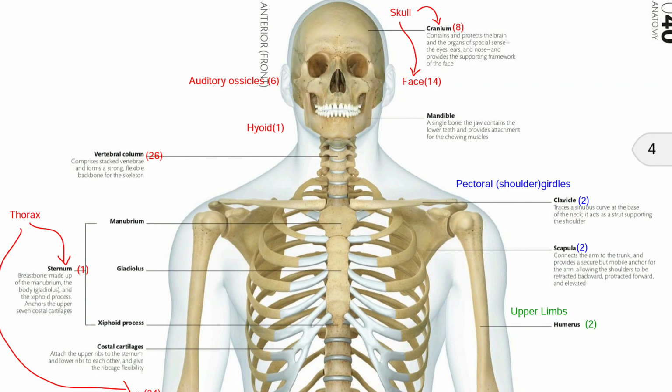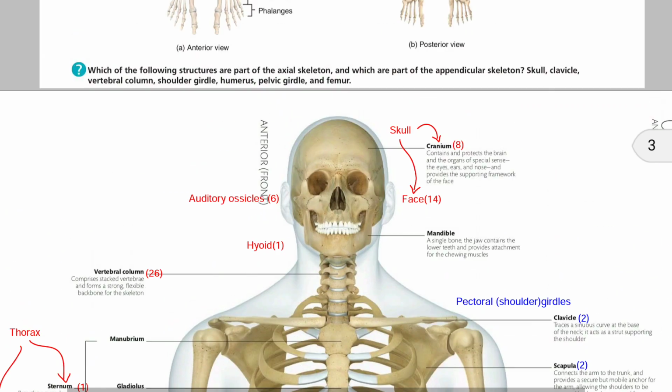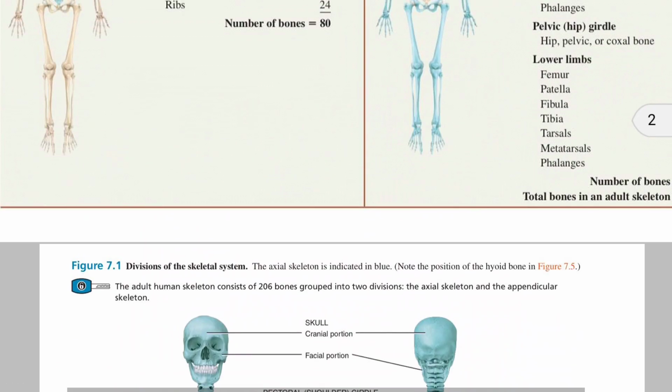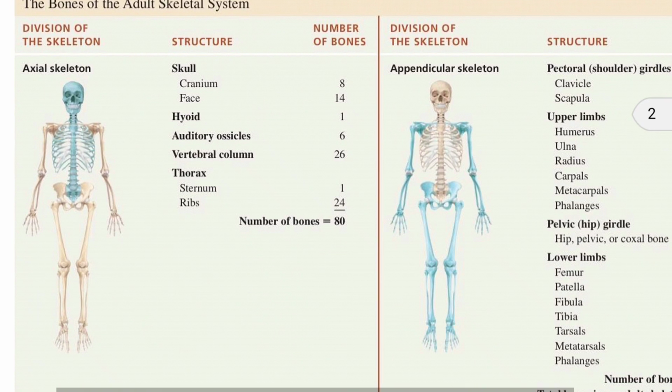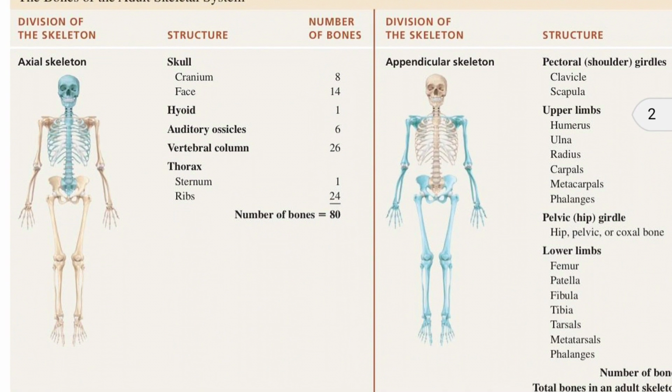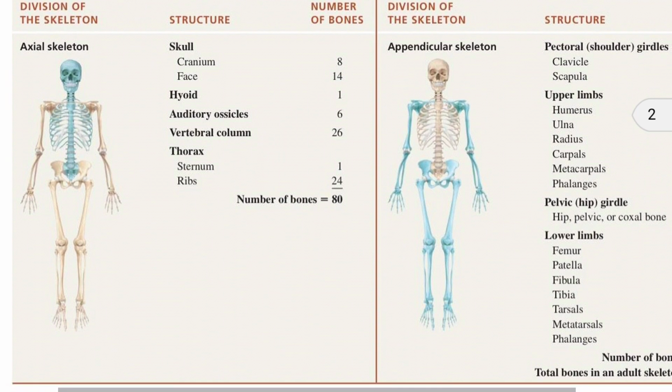Now, this is the introductory lecture on the skeletal system. As you know, in our human skeletal system, there are 206 bones. Now, the question is how we can divide these 206 bones. So, these 206 bones are divided into axial skeleton and the appendicular skeleton.